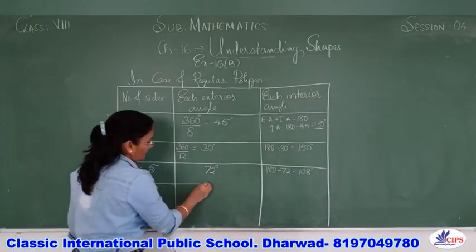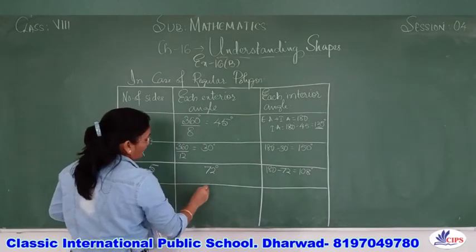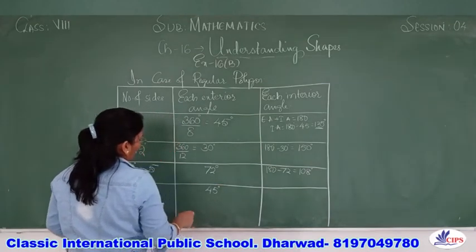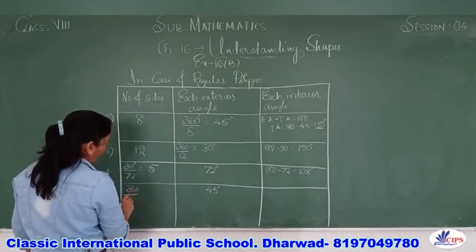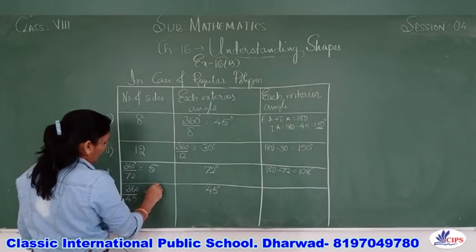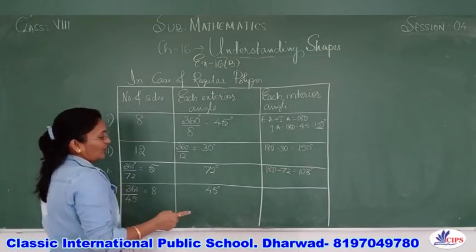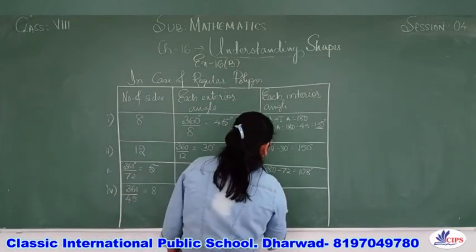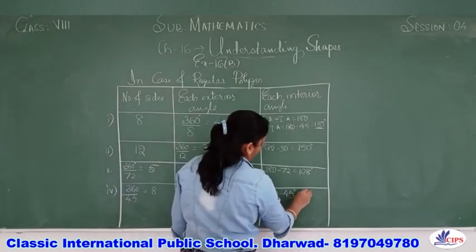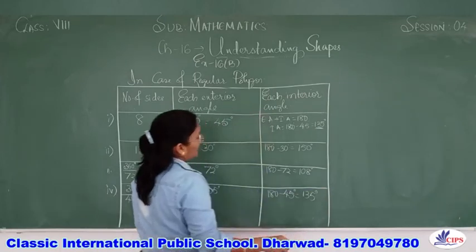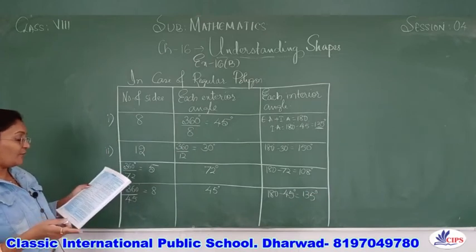Next, the fourth one. Again they have given you the measure of the exterior angle only. So how do we find the number of sides? The number of sides is equal to 360 divided by 45. 360 divided by 45 is 8, since 45 times 8 is 360. So we have got the number of sides. Now, how do we find the interior angle? 180 minus the exterior angle, 45, gives you 135 degrees. Got everybody?